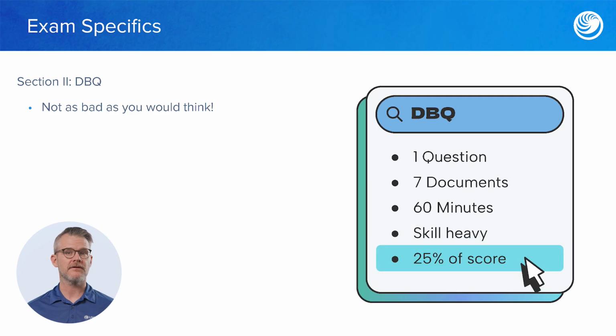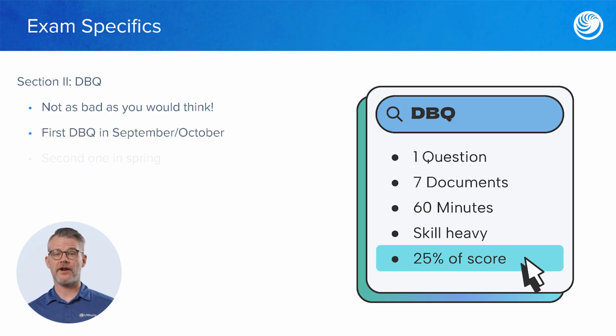So it's a big deal. You'll definitely want to practice this one frequently. That said, giving a full-length DBQ is time-consuming, especially in a 45 or 50-minute class. One good goal, give a full DBQ in the fall and one in the spring.